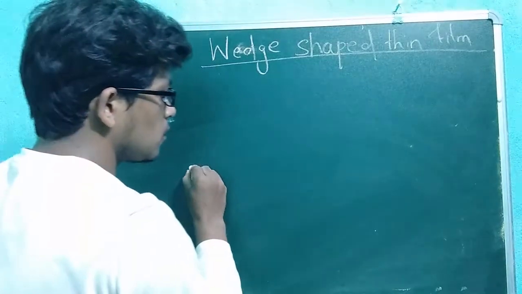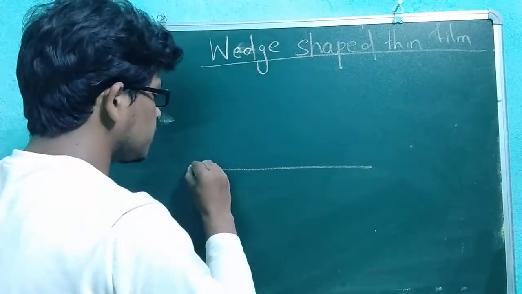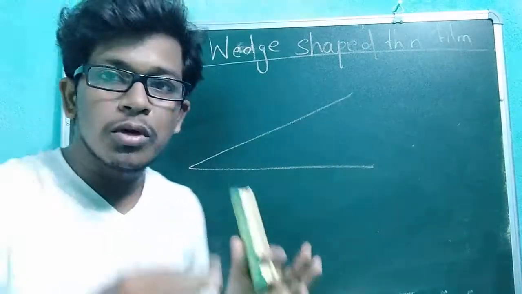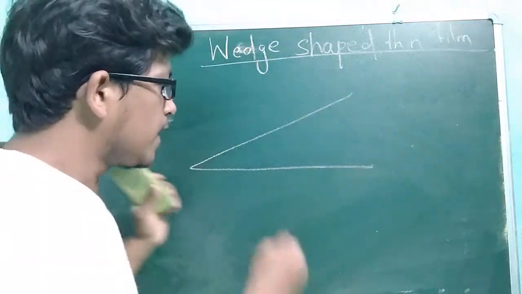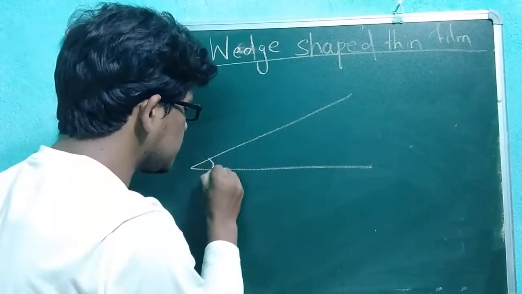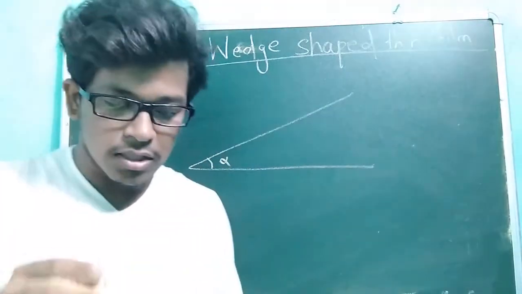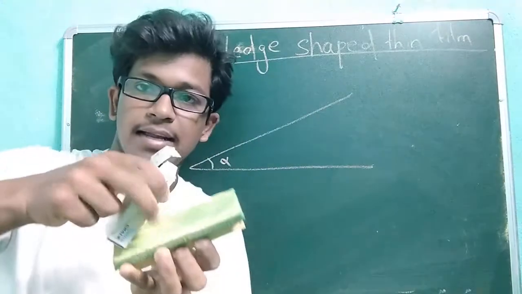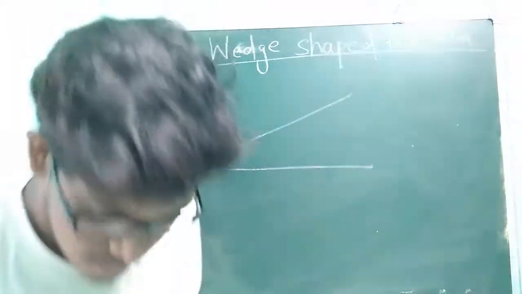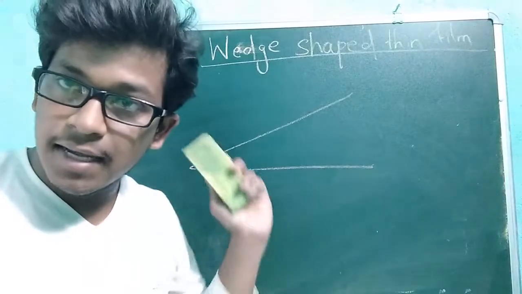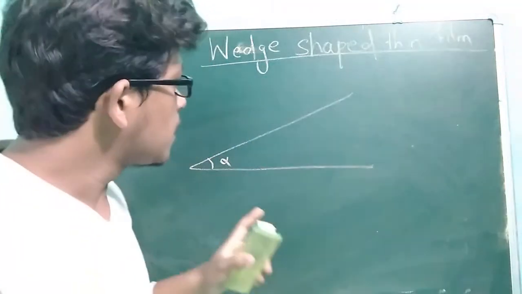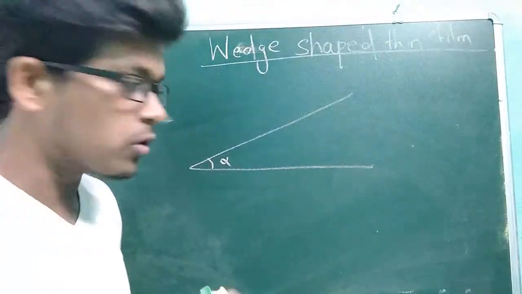Wedge-shaped means one film will be like this, another film will be like this, which means both will be at an angle with each other. And listen, this angle is very small. Suppose I consider this angle as alpha. Before going to the wedge-shaped thin film, I will tell you one concept, one theorem.